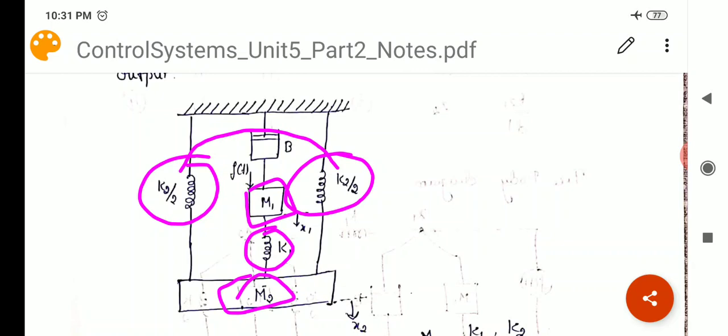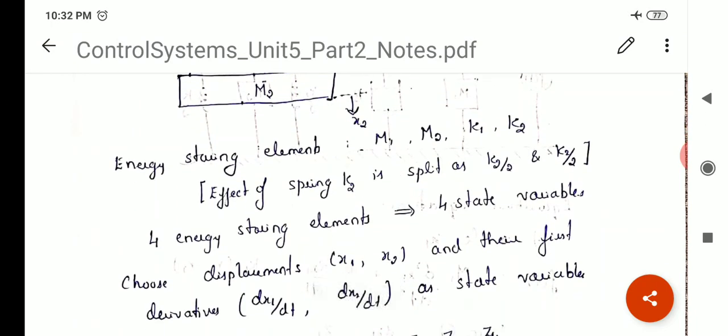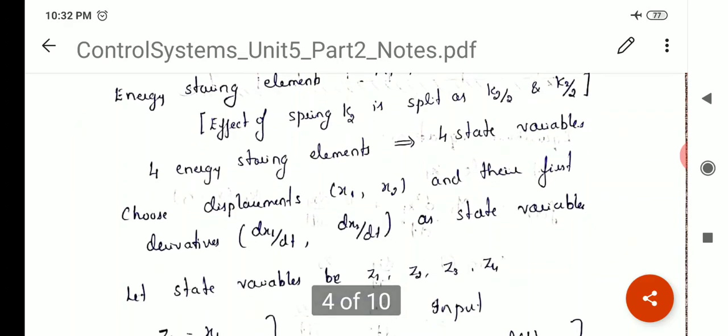Okay. Now how do you choose the state variables? We always choose the state variables as displacements and their first derivative. Now what are the displacements? x1 and x2. So these two will be the state variables, and their first derivatives, that is dx1 by dt and dx2 by dt, will be another two state variables. Here you can see the statement: effect of spring K2 is split as K2 by 2 and K2 by 2. So therefore there will be 4 state variables, x1, x2, dx1 by dt and dx2 by dt.